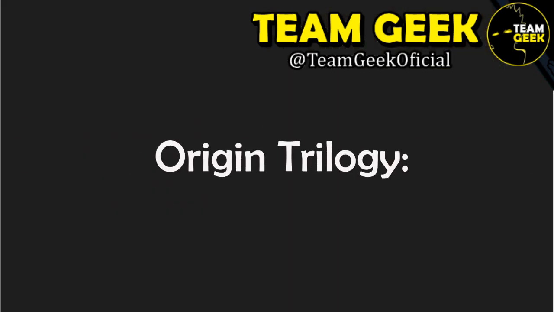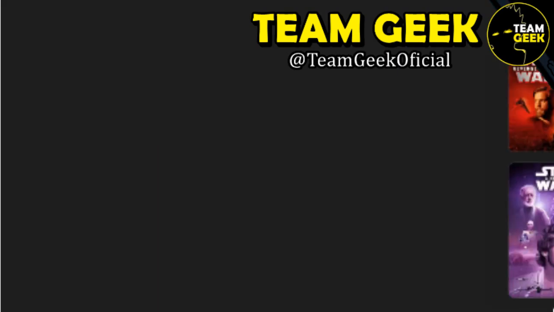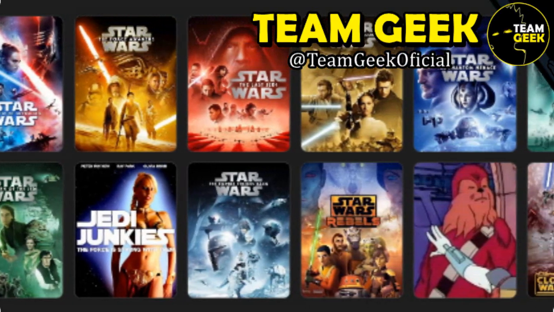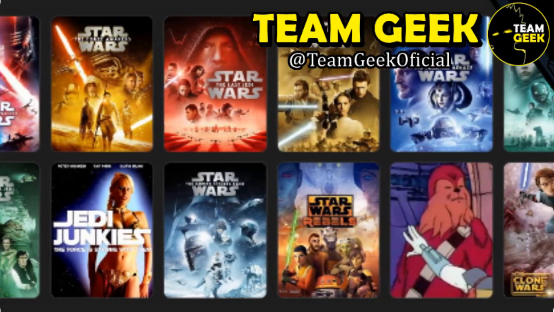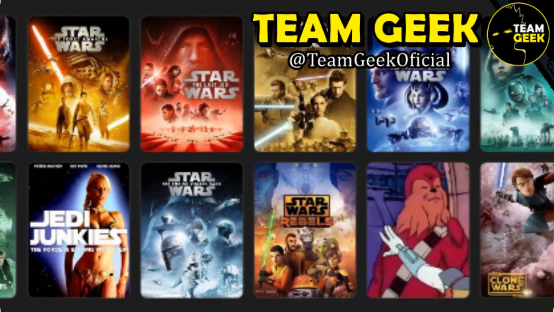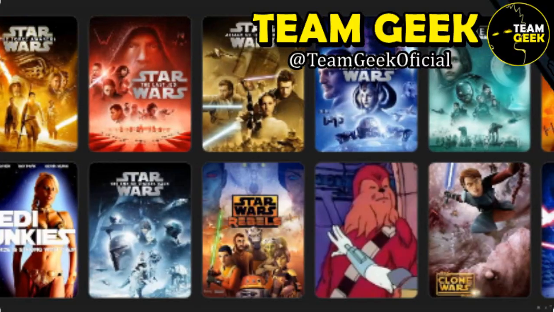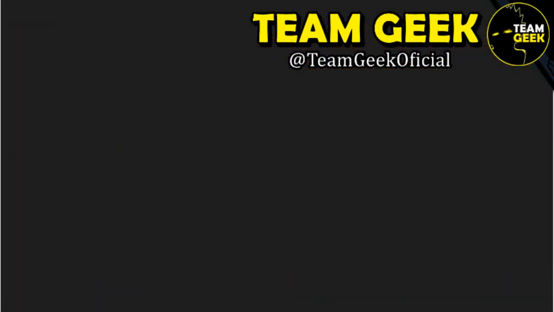Origin Trilogy. This trilogy takes place before the events of the first original trilogy, but the films were not released until after the end of the original trilogy. It functions as a trilogy of origins, explaining what happened before the story as we know it. This trilogy is optional in terms of viewing order and can be watched before or after the original trilogy. This is because, as mentioned, it serves as a trilogy of origins. The films in the trilogy are as follows.